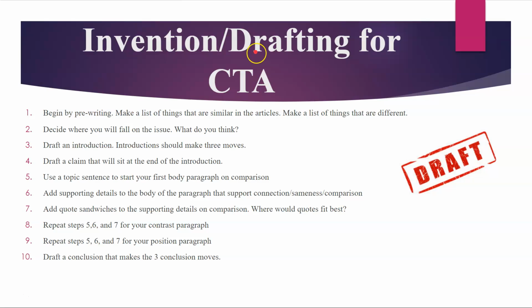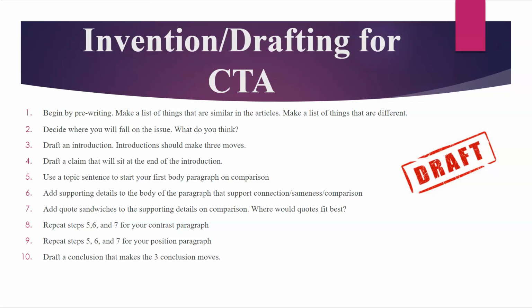Now, here's the invention and drafting for the CTA. So what you want to do is begin by pre-writing. Make a list of things that are similar within the articles and make a list of things that are different. And that can count as pre-writing or towards your final draft. And then you want to decide where you fall on the issue and what you think. Then from there, you want to draft an introduction, and the claim or thesis statement should sit at the end of your introduction. And you want to make sure you have effective use of topic sentences to start off your first body paragraphs on comparison and the same, and add supporting details to the body of the paragraph that support connections and comparison. And then you want to add quotation sandwiches to the supporting details on comparison.